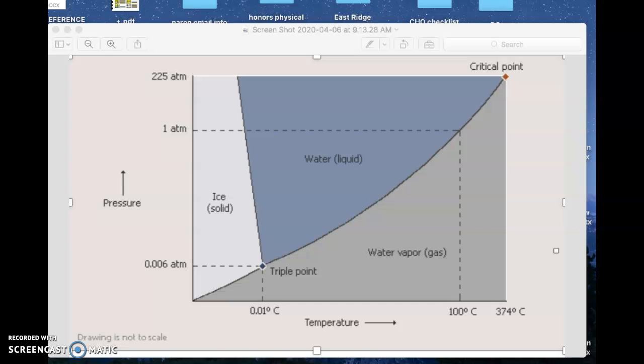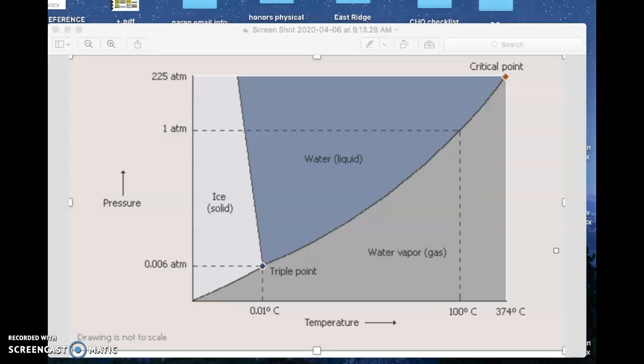If I go up that 0.01 degrees Celsius, and if I went straight up at 1 atmosphere, water is in a liquid state. But if I go to 0 degrees, just to the left of that, now water is solid.